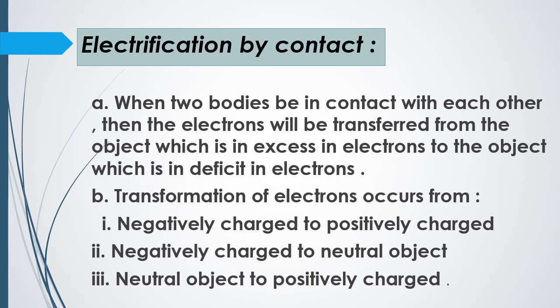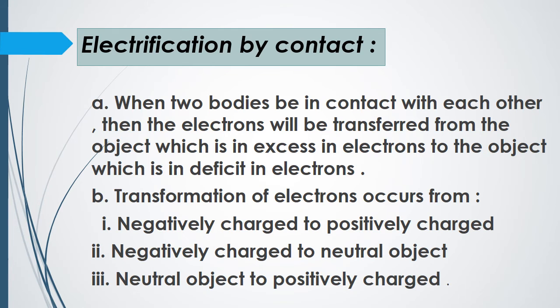So electrification by contact means that we have two objects and put them in touch. They touch each other. In this case, a transfer of electrons will occur from one object to another. It occurs from the object which is in excess in electrons to the object which is in deficit. So if we have a negatively charged object and a positively charged object and they touch each other, electrons will transfer from the negatively charged one, since it is in excess in electrons, to the positively charged one, which is in deficit.